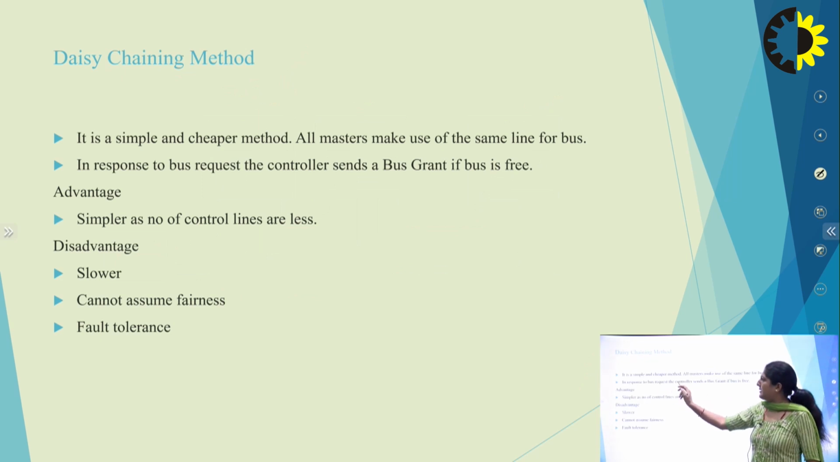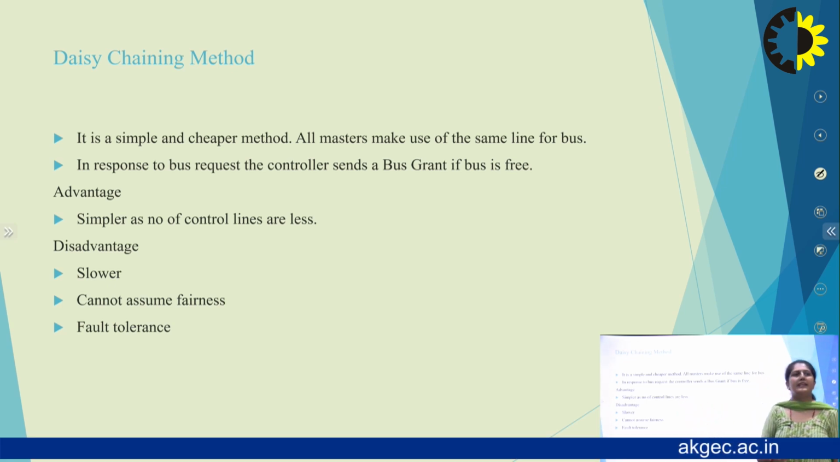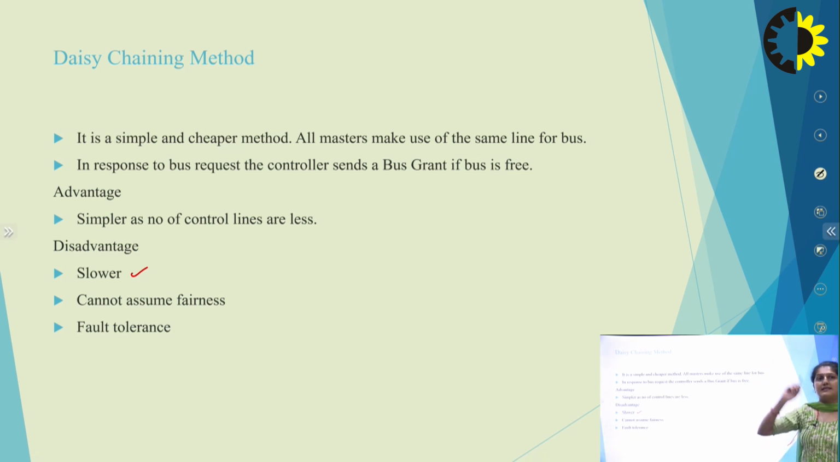In response to a bus request, the controller sends the bus grant if the bus is free. The advantage is that it is a very simple way to do bus arbitration, because the number of lines is very small and it is easy to understand. But the disadvantage is that it is slower. If there are hundreds of devices, it becomes slow to reach the hundredth device.